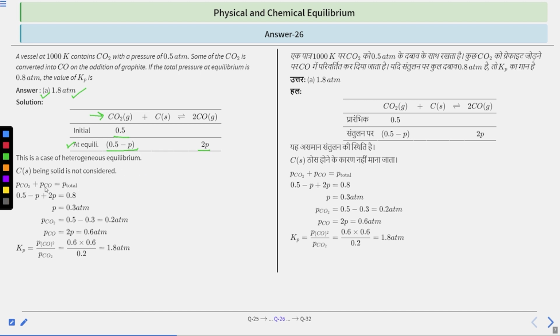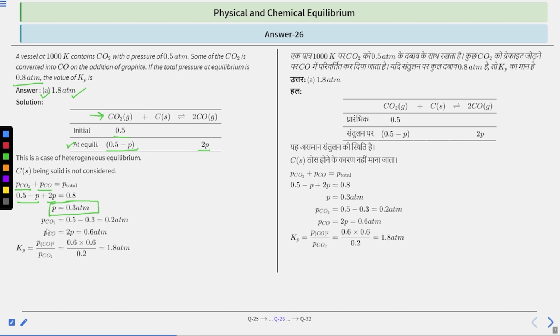So the total pressure will be equal to the pressure of CO2 plus the pressure of carbon monoxide, that is pressure of reactant plus pressure of product. Pressure of CO2 at equilibrium is 0.5 minus P, plus pressure of CO at equilibrium is 2P. On adding, we have total pressure, which is given as 0.8 atmosphere. So 0.5 minus P plus 2P equals 0.8, and on solving this, P equals 0.3 atmosphere.